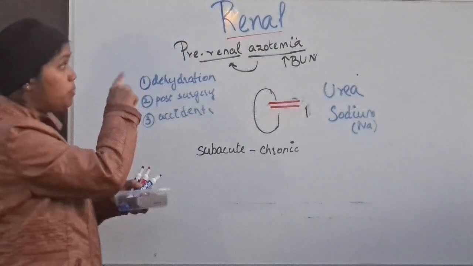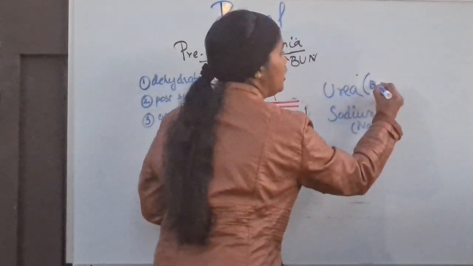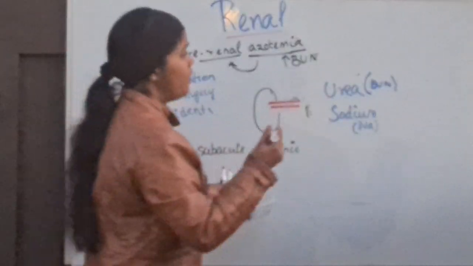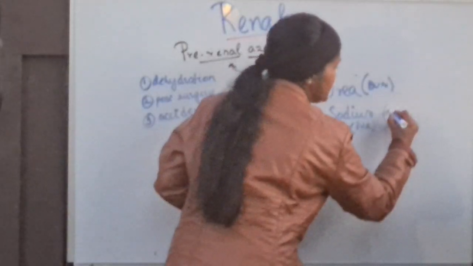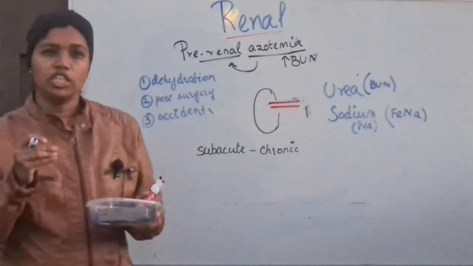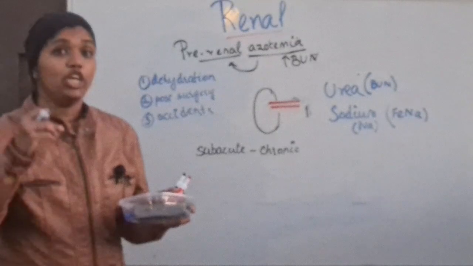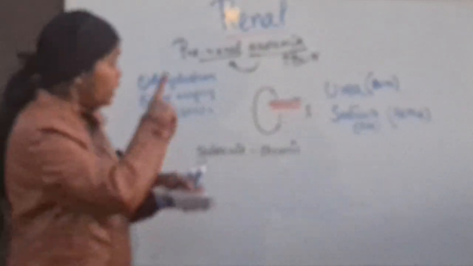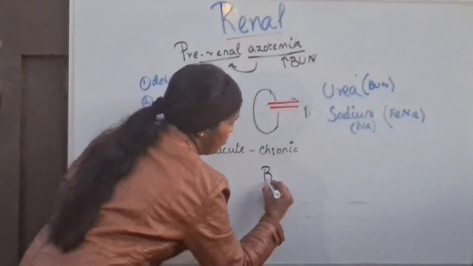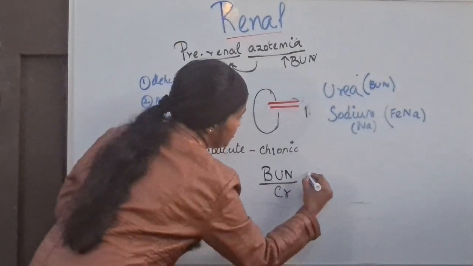So in pre-renal azotemia, urea, how do we measure it? We measure it as blood urea nitrogen. How do we measure sodium? We don't take the sodium electrolyte, we measure it as FeNa. FeNa is nothing but fractional excretion of sodium. What does fractional excretion of sodium mean? A fraction of the sodium is being excreted in the urine. That's what FeNa means. So in pre-renal azotemia, the blood urea nitrogen to creatinine ratio will be elevated.